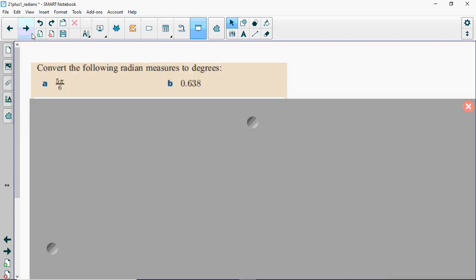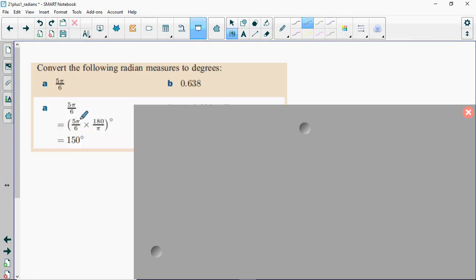And if we wanted to go back the other way, again, if we have a radian measure that includes pi, that means we should be able to get a nice degree measurement out. Because when we multiply by 180 over pi, we can cancel those two, and even the 180 over 6 is just going to be 30. So we got 5 times 30, and that's 150 degrees.